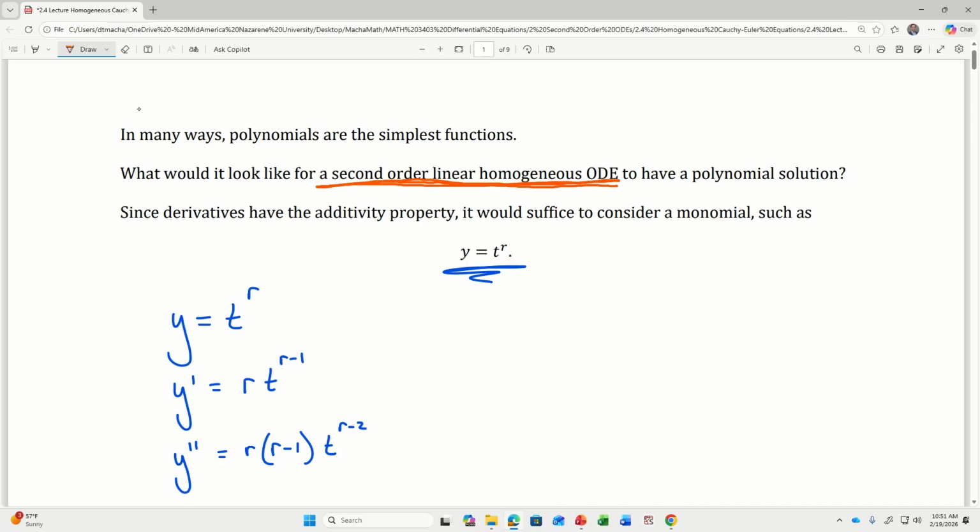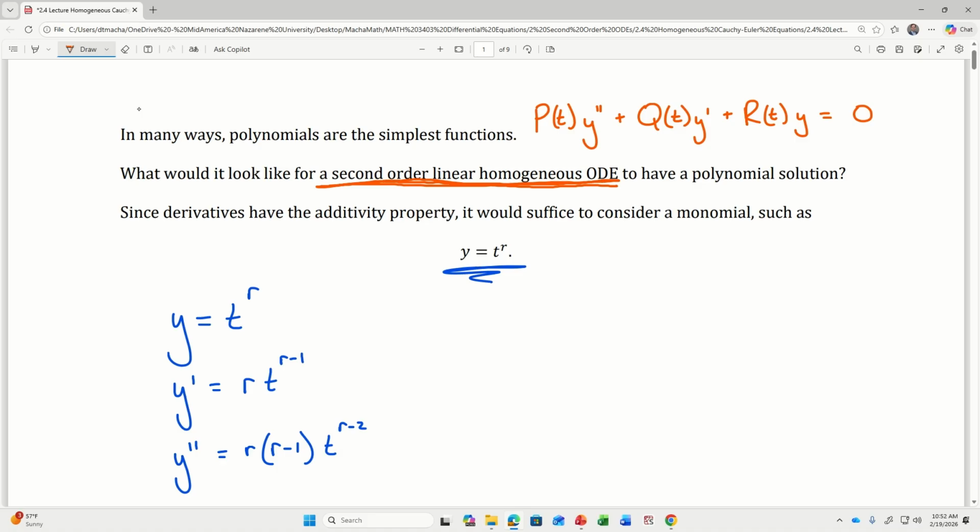So in general, this could be some function of t times y double prime plus some function of t times y prime plus some function of t times y. And since it's homogeneous, the right-hand side has to be equal to 0. But in general, that's what my second order linear homogeneous ODE looks like, where p, q, and r are just possibly nonlinear functions of my independent variable t.